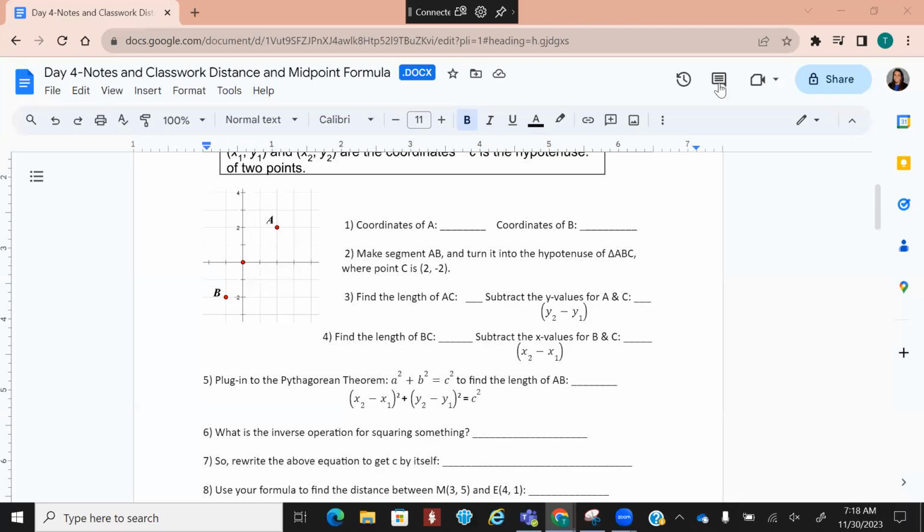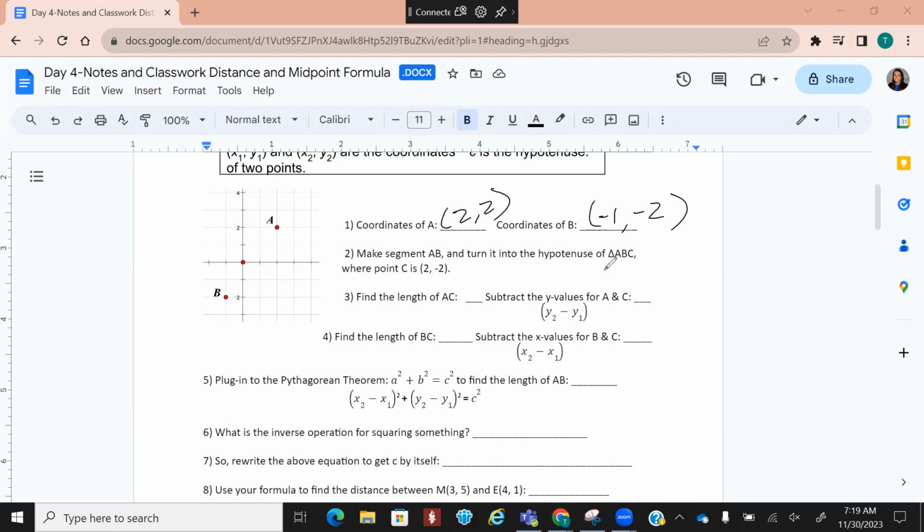What we're going to do is identify the coordinates of A and the coordinates of B. So what is A? What are the coordinates for A? 2, 2. What about B? -1, -2, right? Okay. Now we're going to make segment AB into the hypotenuse for triangle ABC, where the point C is 2, -2.